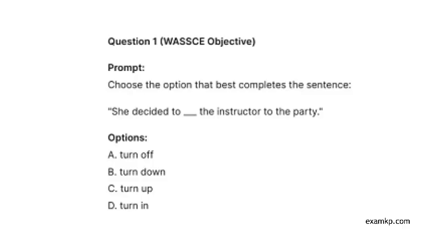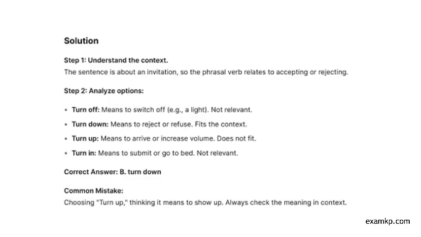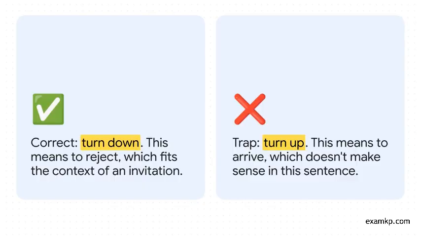It says, she decided to blank the invitation to the party, and our options are turn off, turn down, turn up, and turn in. What do you think? Let's use our rule, context is king. The sentence is about an invitation. And what do you do with an invitation? You make a decision, you either accept it or you reject it. Looking at our options, which one means reject?